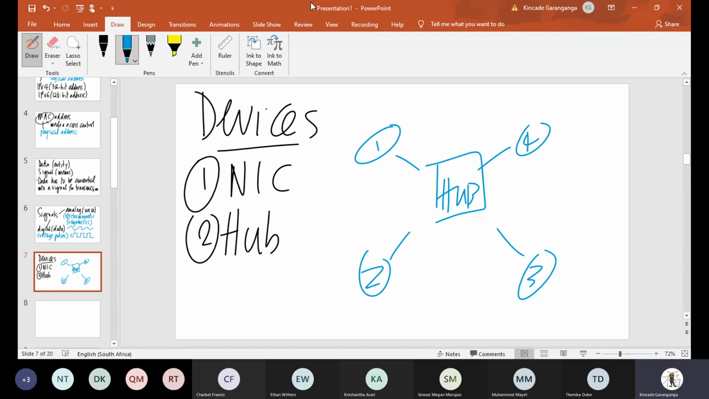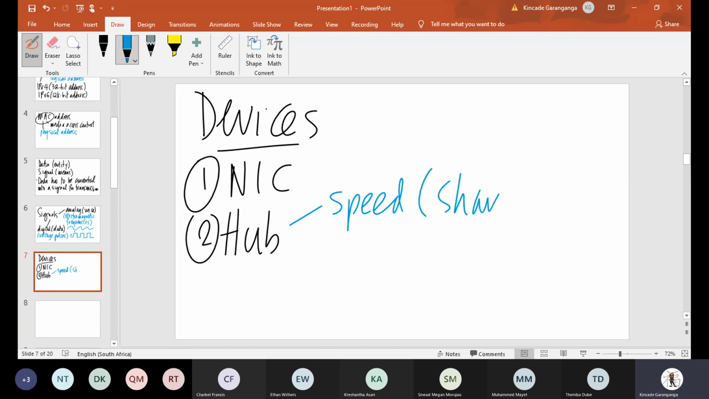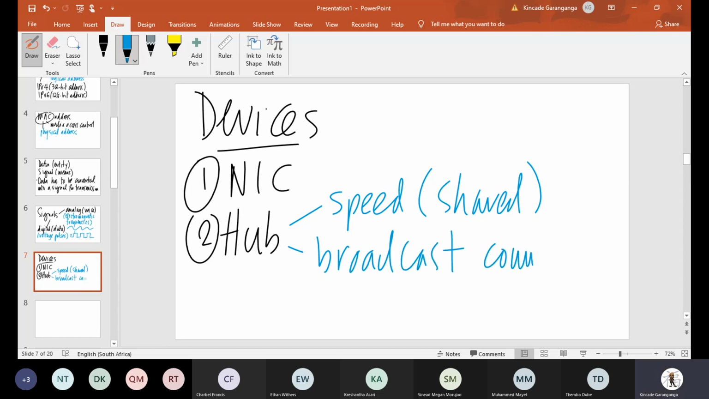So I think it's important to remember that the more devices you plug in, if you're using hub architectures, the worse your network becomes in terms of speed and generic security. Here, we can mention the whole concept of a speed issue: speed is shared across, and it broadcasts communications.